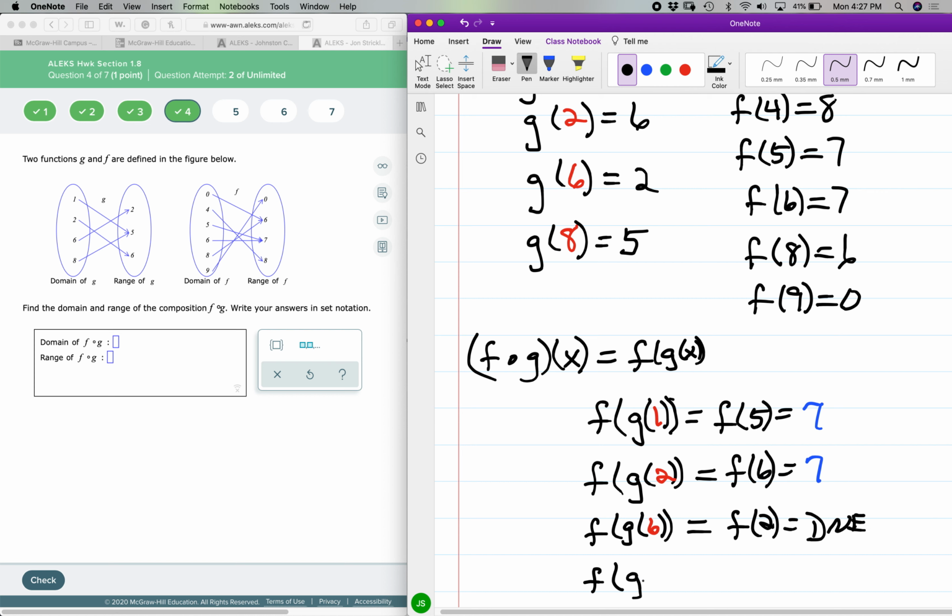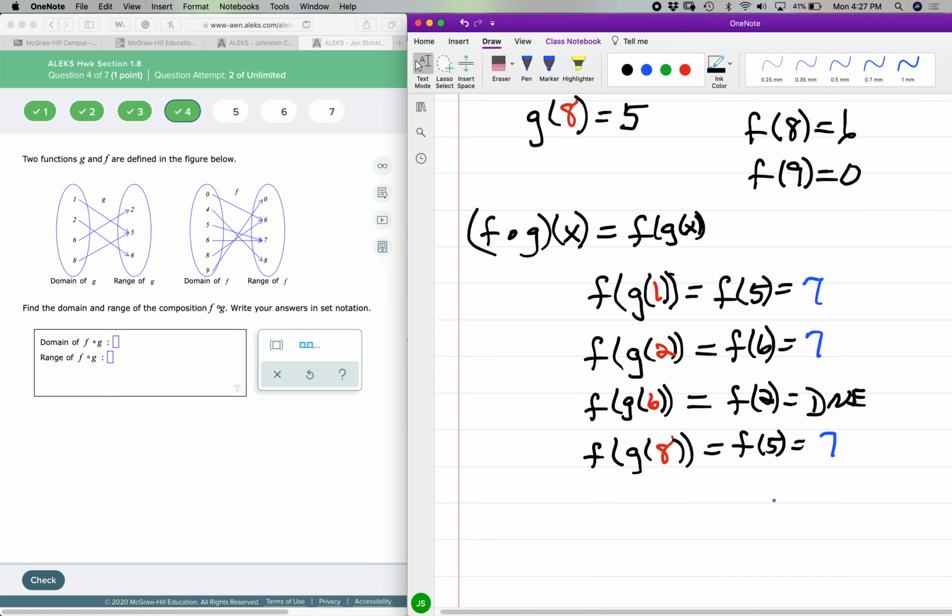And we have f of g of 8. g of 8 is equal to 5. And we have f of 5. And so this will come out to 7.